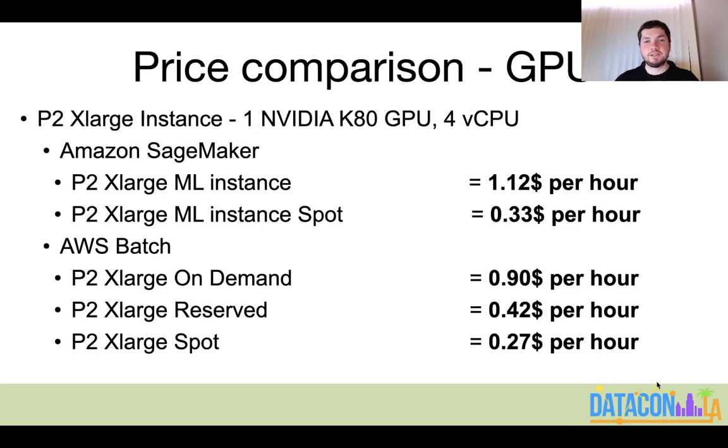And next is GPU. Let's do the same comparison for SageMaker and Batch. For SageMaker, we can see that it's more expensive compared to the same configuration of Batch, but it also has zero idle time, and also it has a lot of additional features which will help you to handle your training better.